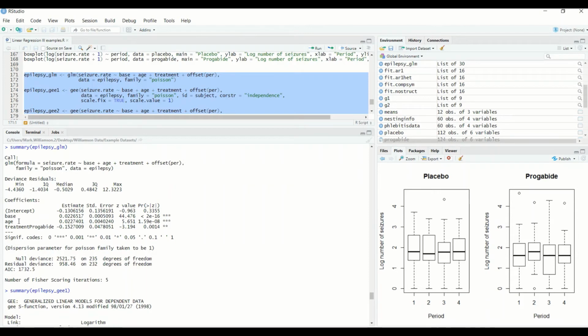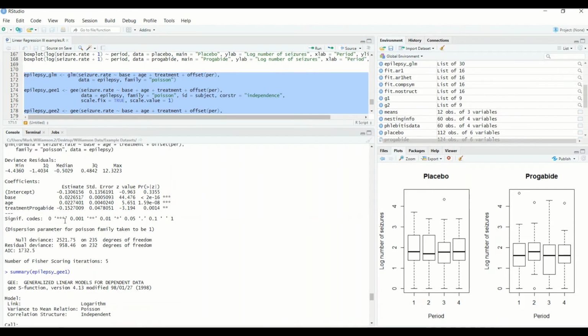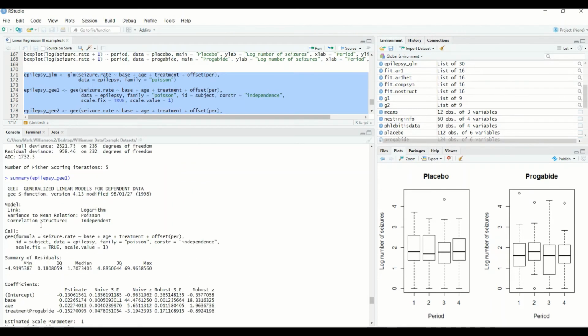And typically, base and age aren't values that we actually care about. So in this case, we call them confounding factors. We include these because it looks like they do have a significant effect on seizures, but we're not actually interested in them. We're only interested in the treatment, but we include those to correct for the relationship that they have to the number of seizures.